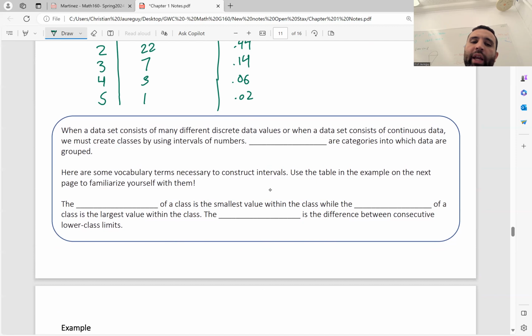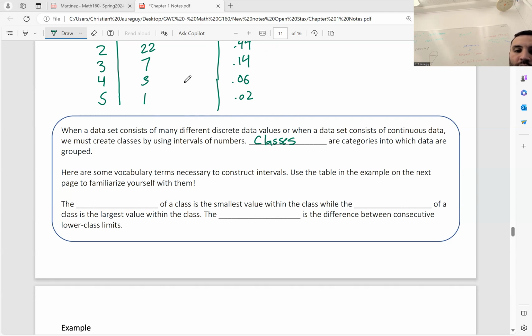So when a data set consists of many different discrete data values or consists of continuous data, which we've already said, we must create classes. And classes, I highlighted this above, are categories into which the data are grouped. Perfect. No problem there.